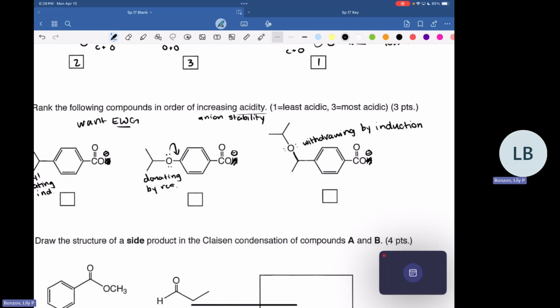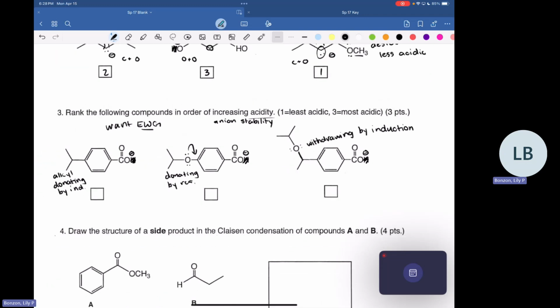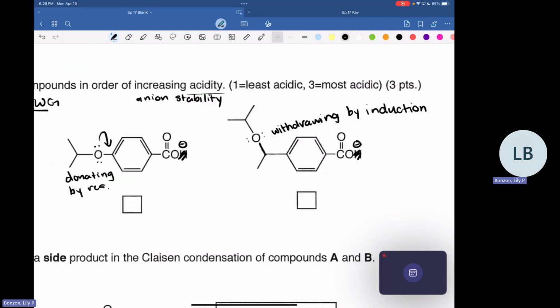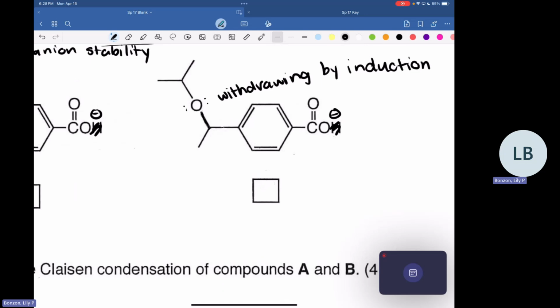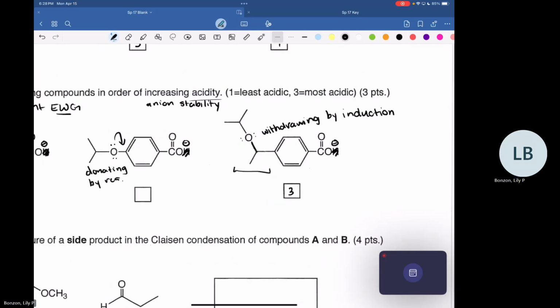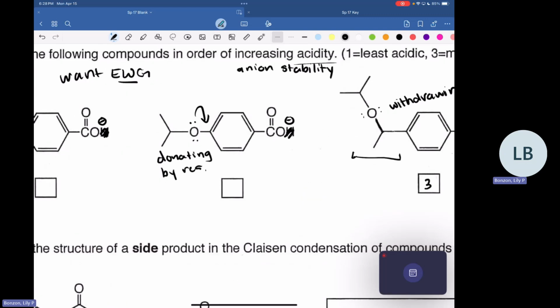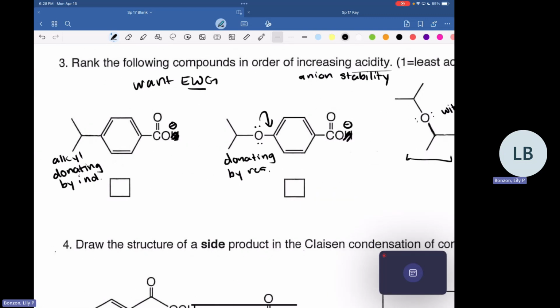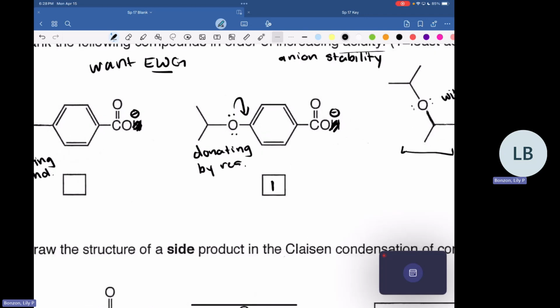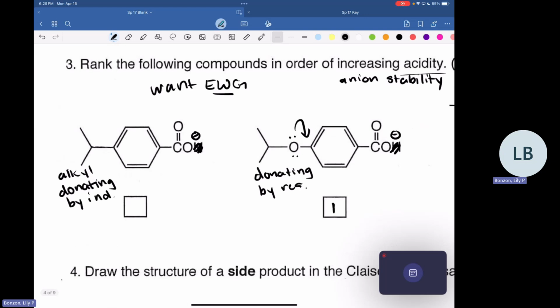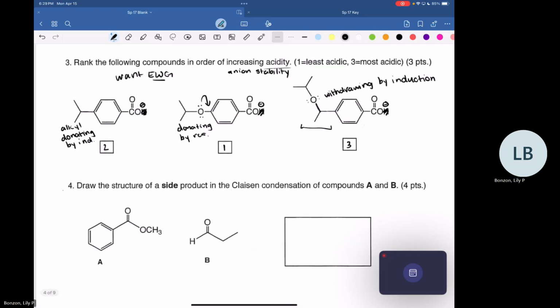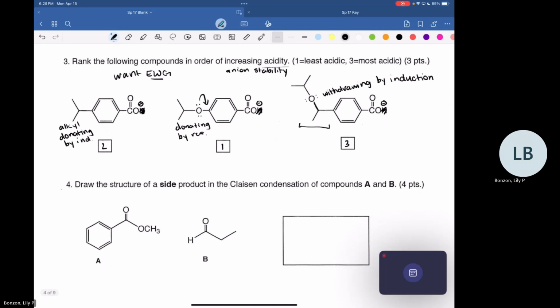All right. So like we said, we want electron withdrawing groups, and the only electron withdrawing group that we have is going to be this structure over here on the right. So this one is going to be our most stable, most acidic. And then between these two, resonance is going to be stronger donation, and we don't want donation. So this is going to be the least stable and the least acidic. And then over here, this one's going to be in the middle. Questions on that one?